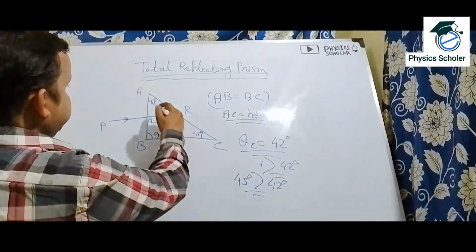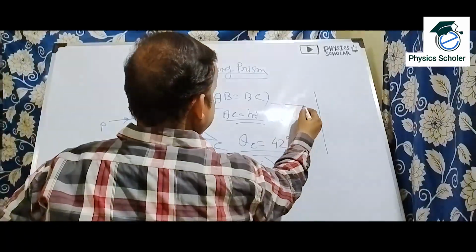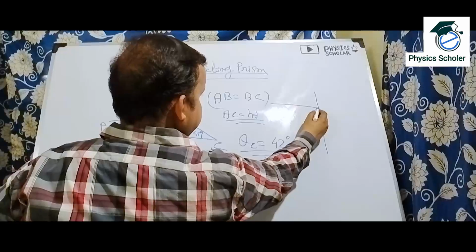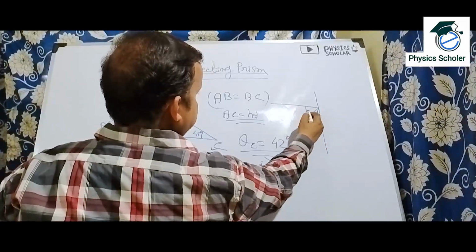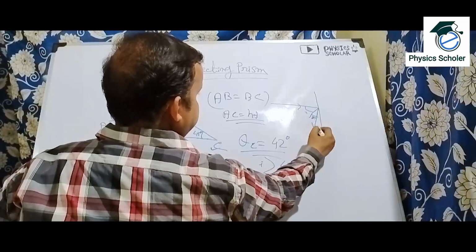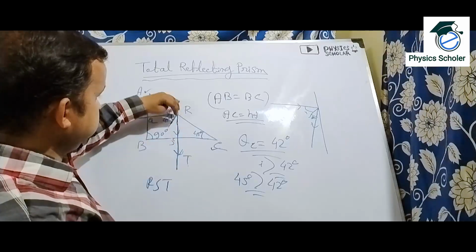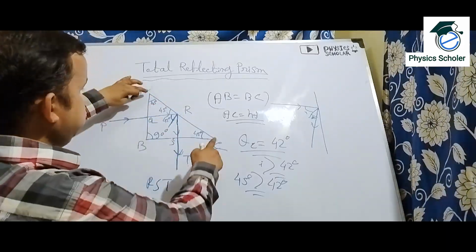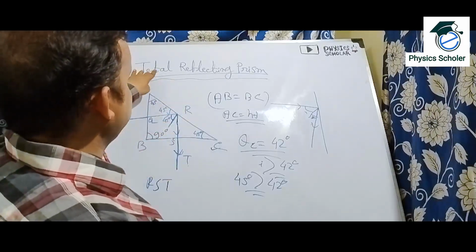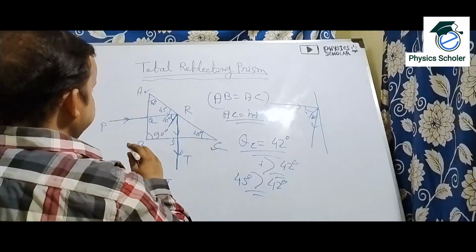So you see, this surface AC is behaving like a plane mirror. This is the angle of incidence, this is the angle of reflection. The ray is coming onto it, and after reflecting it is going like this. So this surface is just behaving like a plane mirror. This type of prism is known as a total reflecting prism. Why? Because this is an isosceles right angle triangle.